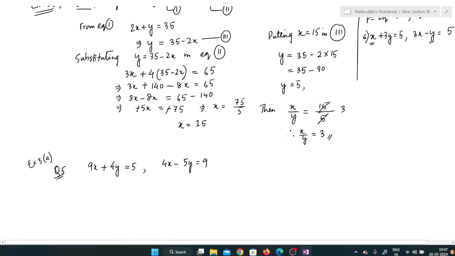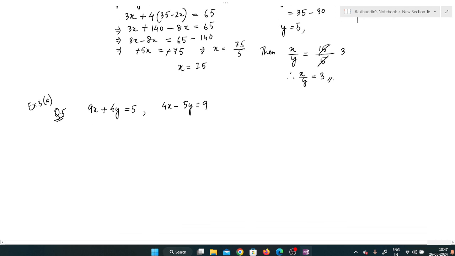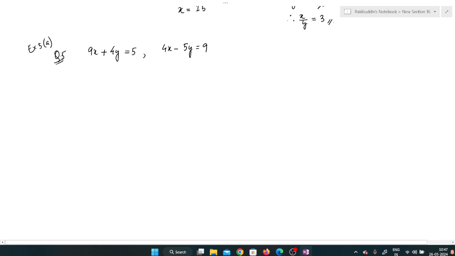Now if I go to another question, let us choose this question. 9x plus 4y equals 5, 4x minus 5y equals 9. This is question number 5 from your book, exercise 5a.